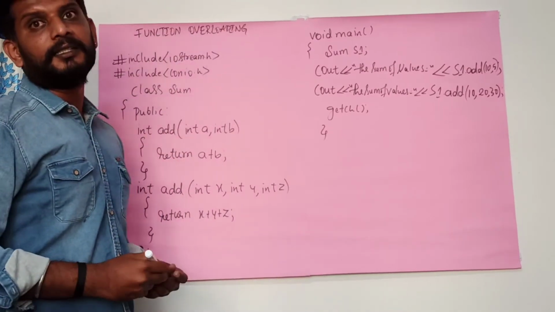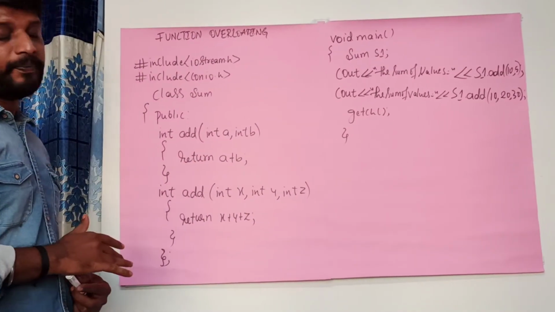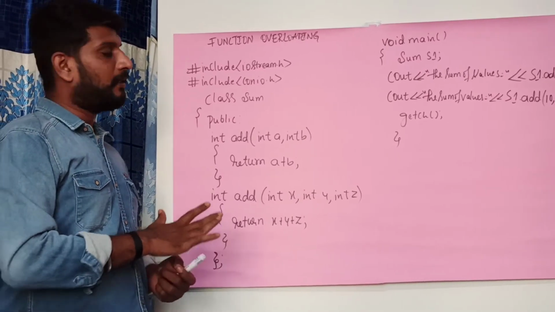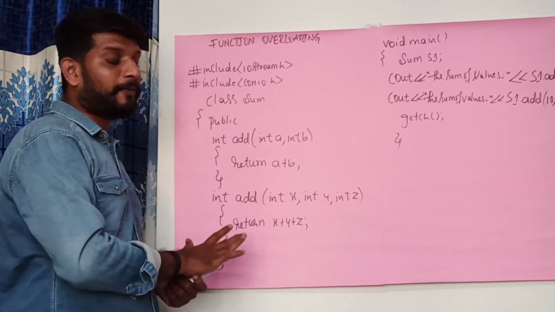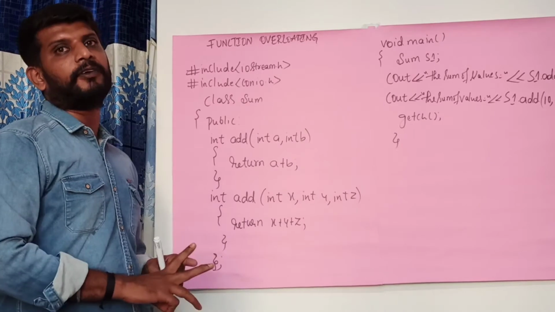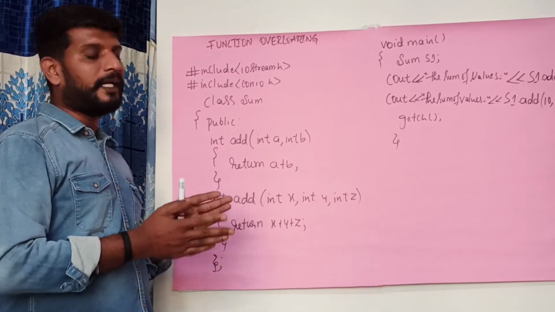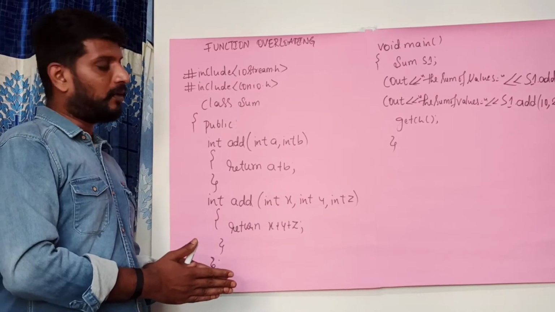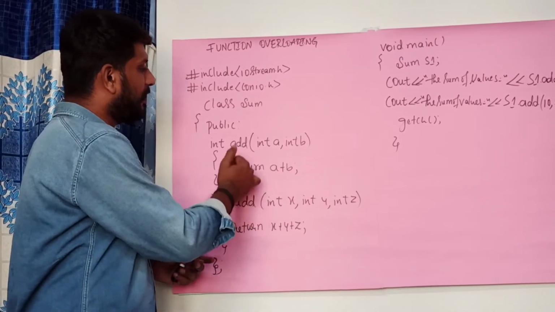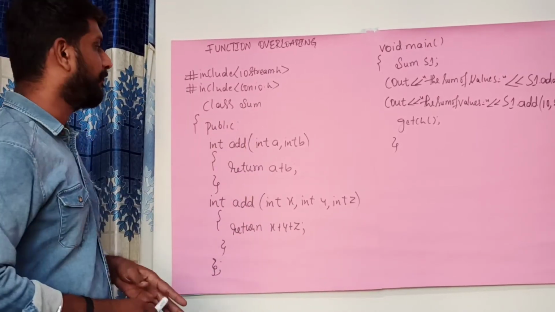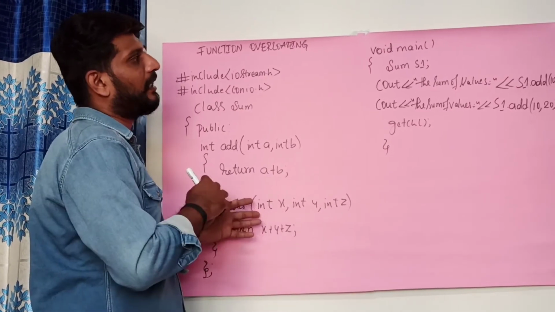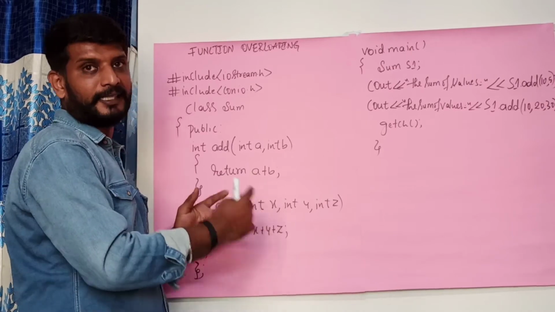Now this is the program that implements the concept of function overloading. What this particular program does is, it creates two different functions with the same name. One takes two arguments and another takes three arguments. Okay, and one function is overloading another function. Now let me explain to you how exactly this particular program executes.